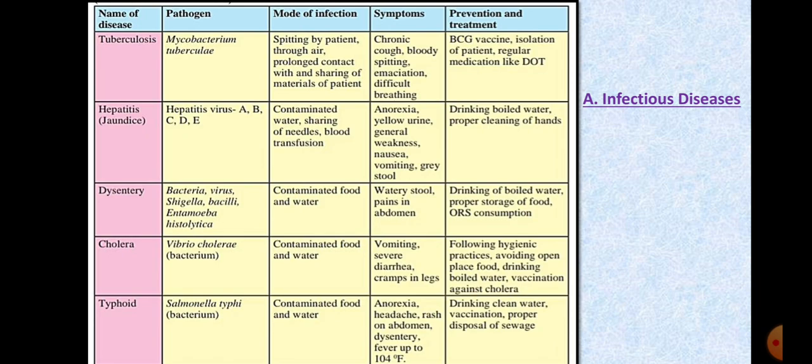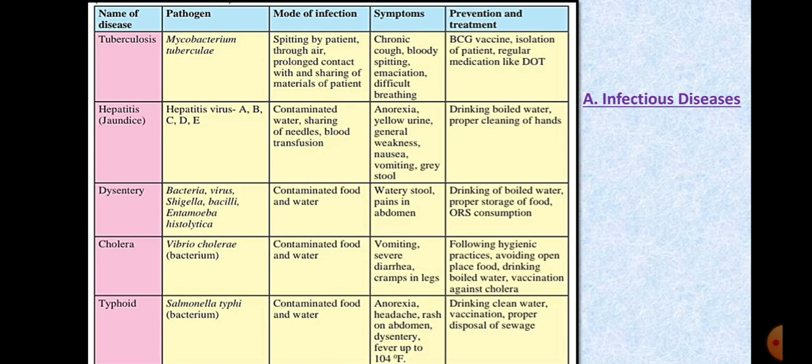Third one is dysentery, that is loose motions, and it spreads through so many bacterias like Shigella bacilli and Entamoeba histolytica. It can also spread through the virus. This also spreads through the contaminated food and water. See, whichever diseases spread through contaminated water and food, the prevention and treatment includes the drinking of boiled water and proper hygiene. These are the preventive measures.